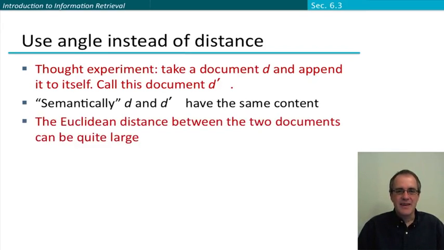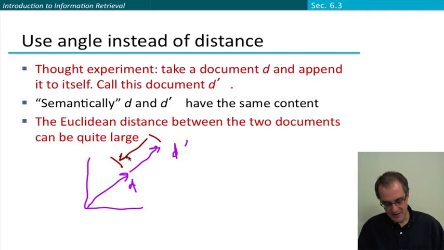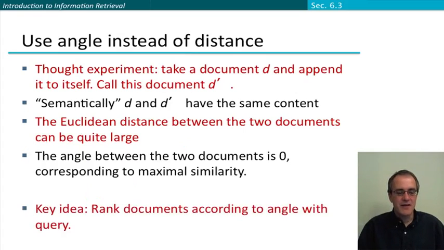But if we're just working in a regular vector space with Euclidean distance, the distance between the two documents will be quite large. And that's because if we had a vector and this was the vector for D, then the vector for D prime would be twice as long pointing out here, and so we have a quite large distance between these two vectors. So we don't want to do that. Instead, what we want to notice is that these two vectors are in a line, so the angle between the two vectors is 0, corresponding to maximal similarity. And so the idea is we're going to rank documents according to that angle between the document and the query.